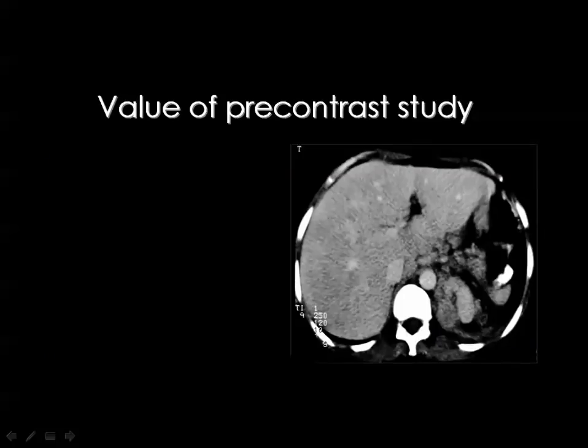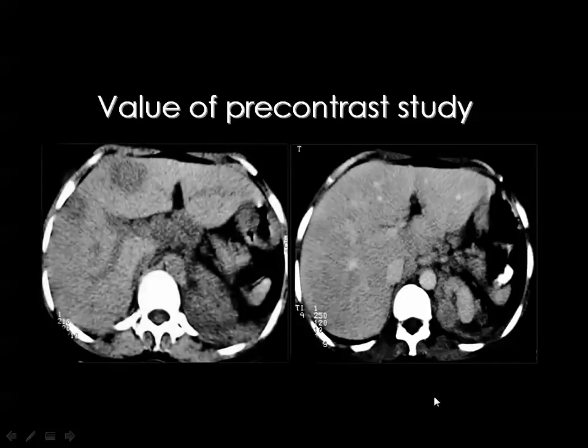Then look at this study, and you can see here that the aorta is containing contrast media, also the IVC containing contrast media. Then this is a post-contrast scan. And if you look carefully in the liver, you cannot see any focal lesions. Then look at the pre-contrast scan before injection of contrast media. Then you can see 2 focal lesions in the liver. Then this is the value of obtaining the pre-contrast scans before injecting the patient with intravenous contrast.